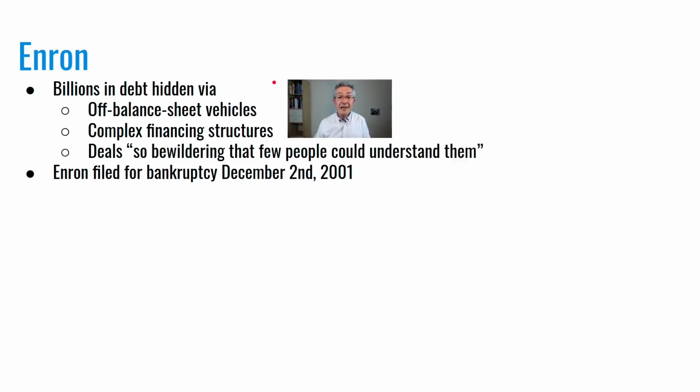Now, Enron was a big energy company and it had billions in debt, and it managed to hide that debt via various accounting techniques such as off-balance sheet vehicles, which are called special purpose vehicles, complex financial structures, and deals which were described as being so bewildering that few people could understand them. Eventually, those accounting irregularities came to light and the company filed for bankruptcy in 2001.